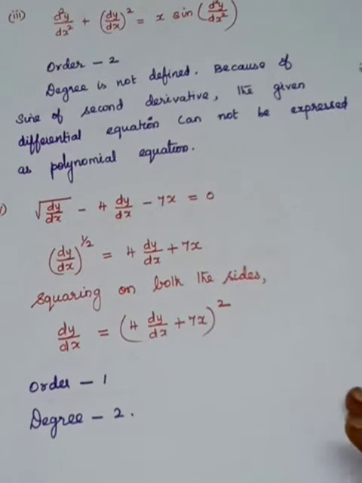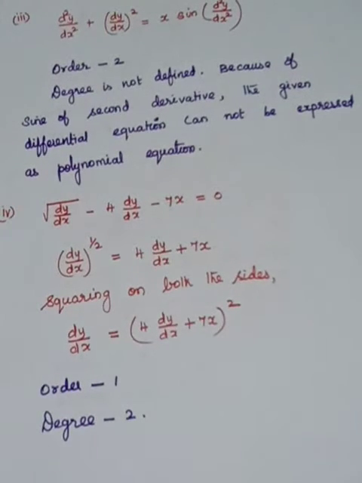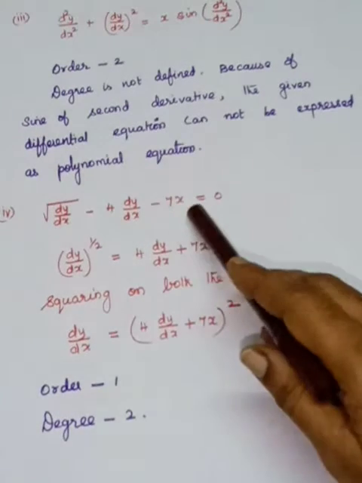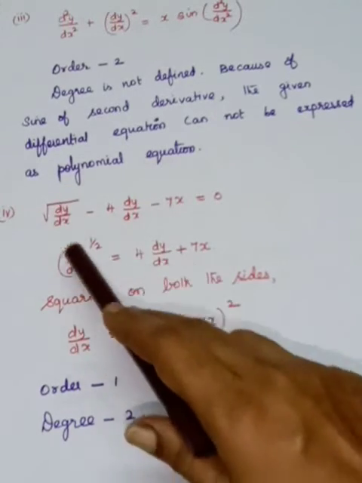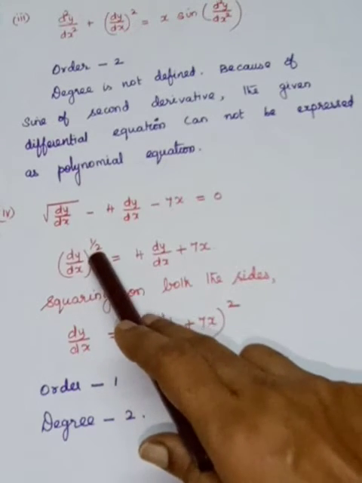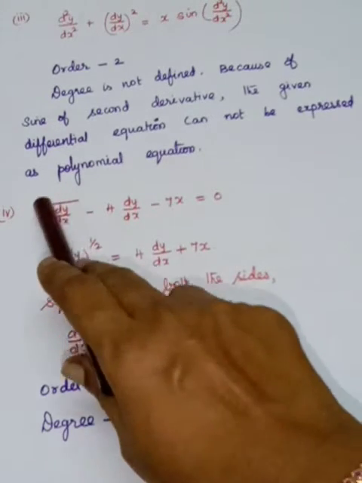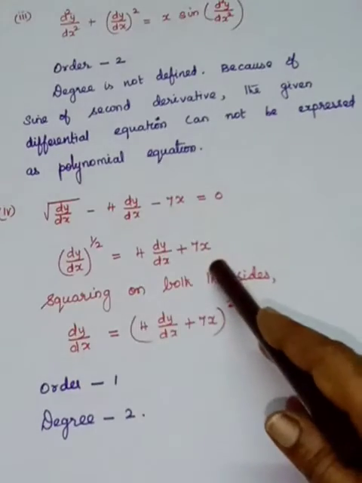Come to the fourth subdivision: square root of dy by dx minus 4 dy by dx minus 7x is equal to 0. See this derivative dy by dx; square root means the whole power 1 by 2, so it is a fraction and first it has to be removed. So I'll keep this term on the left hand side and bring all the other terms to the right hand side.